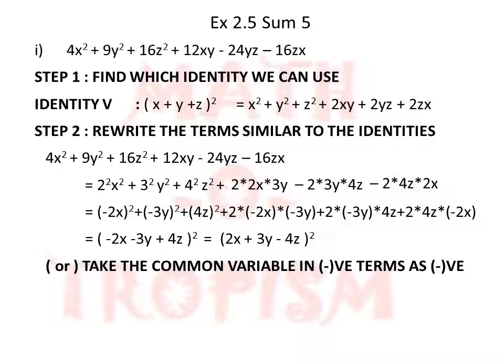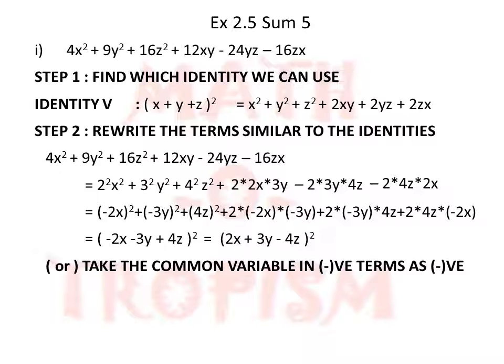So here in both the terms, what is the common variable? Z is the common variable. Here it is yz, there it is zx. So in both variables z is coming. So I am going to consider, if in the sum two terms are negative, whichever variable is common in those terms, that alone I will take as negative. So I am rewriting this whole thing again.